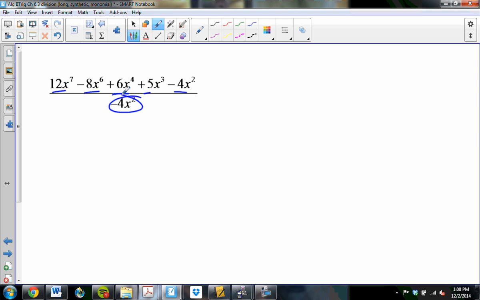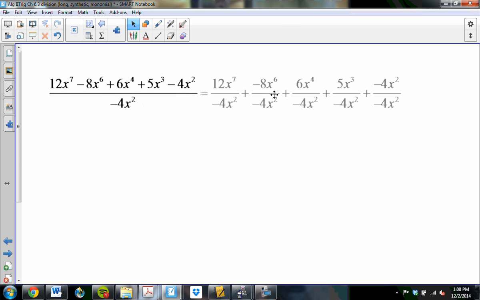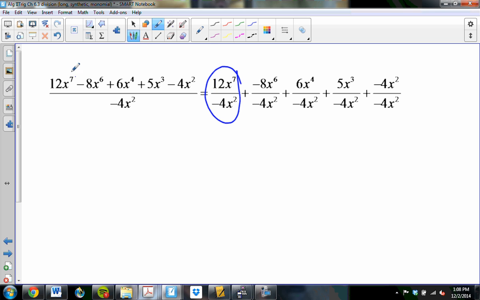individually. Each thing gets divided by that negative 4x squared on the bottom. You can really think about it like you're doing this, where I took each term, 12x to the 7th, and I did its own division problem each time, and I'll do it 1, 2, 3, 4, 5 times. I really don't recommend you write it out that way. You sure can, but I think it's a lot of work. I think the way you should go about these problems is just do 12x to the 7th divided by negative 4x squared. Well, 12 divided by negative 4 is negative 3. X to the 7th divided by x squared is x to the 5th.